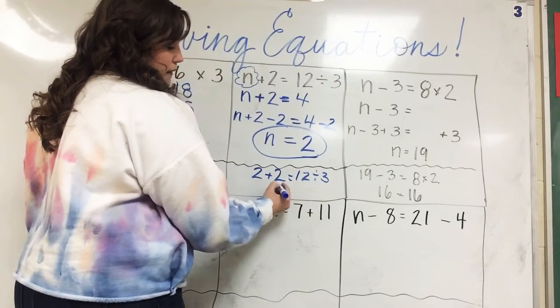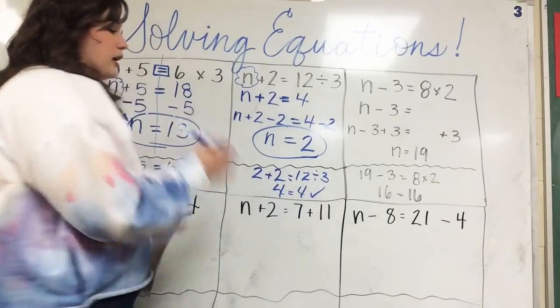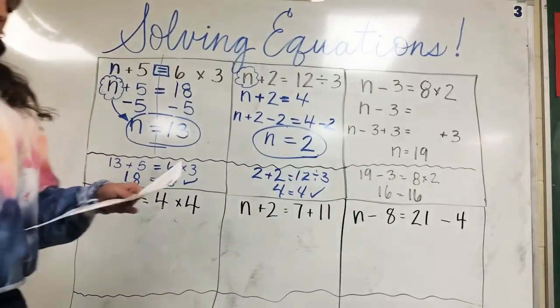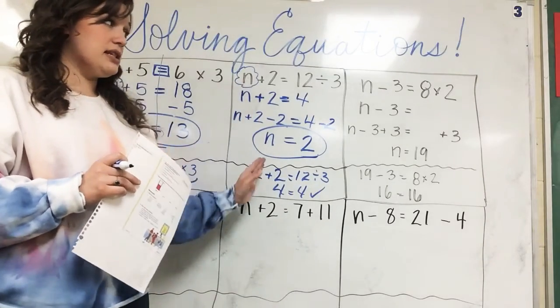So 2 plus 2 is what? 4. 12 divided by 3 is 4. We are good to go. Our answer is correct. Okay, so I just did number 1.